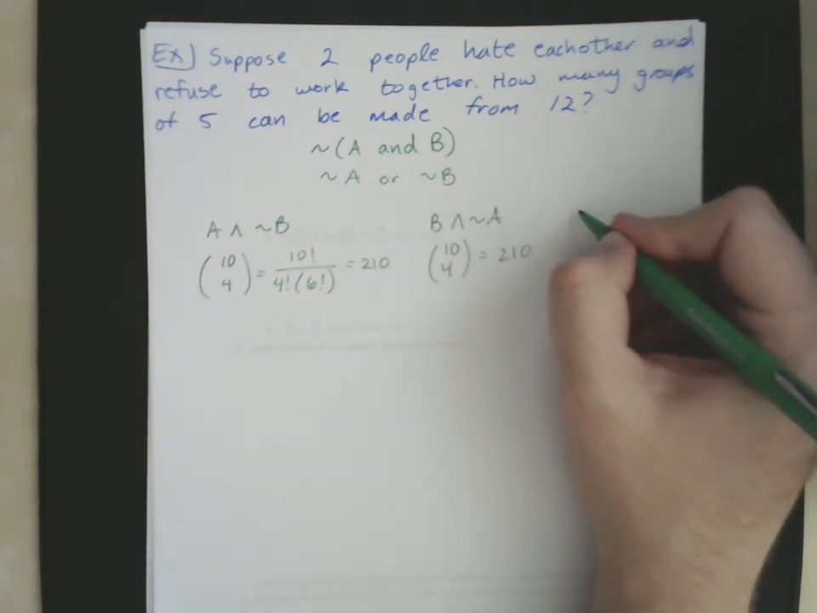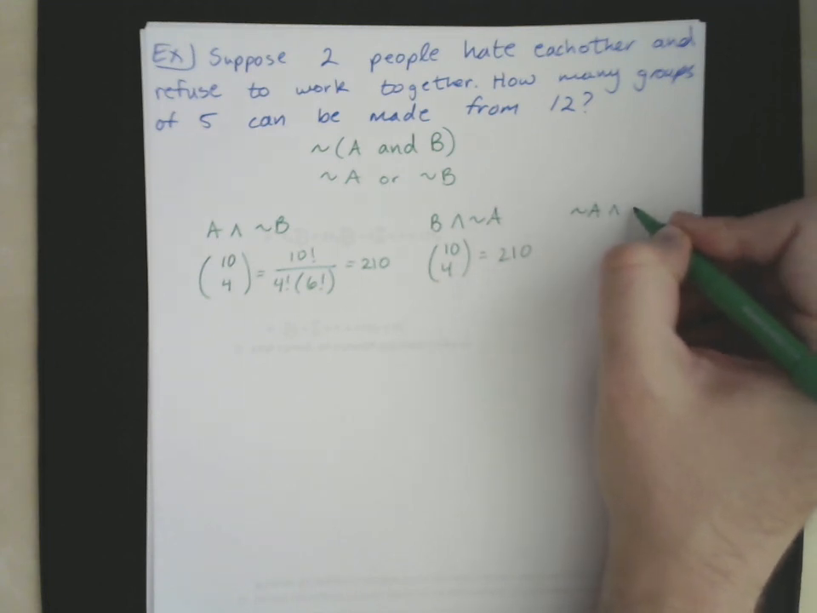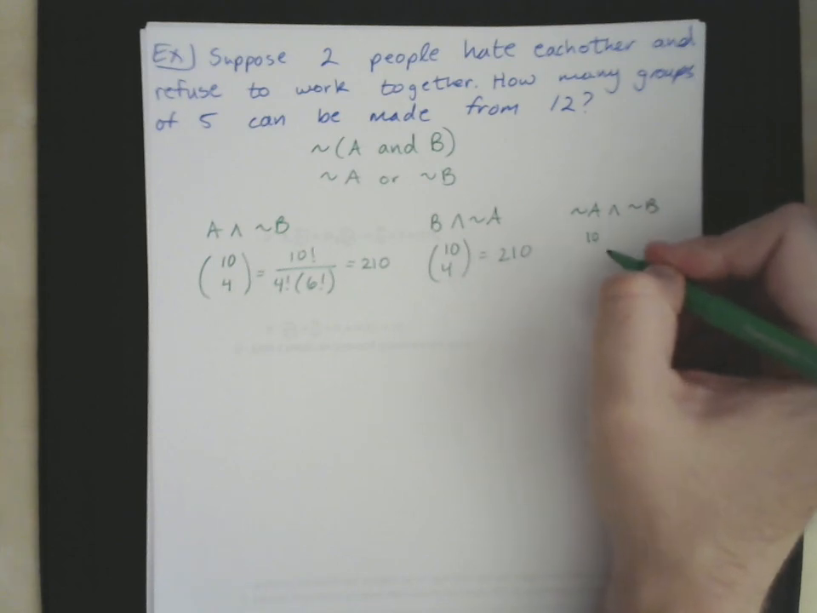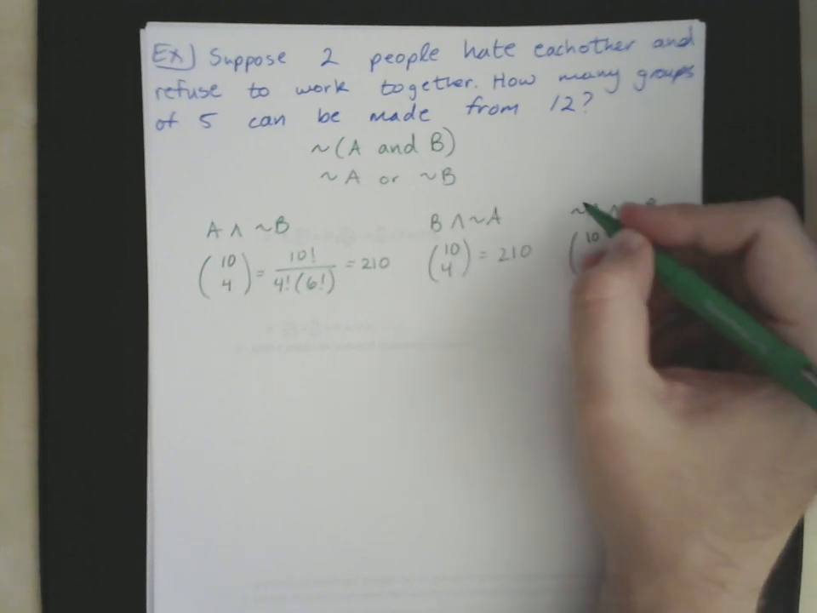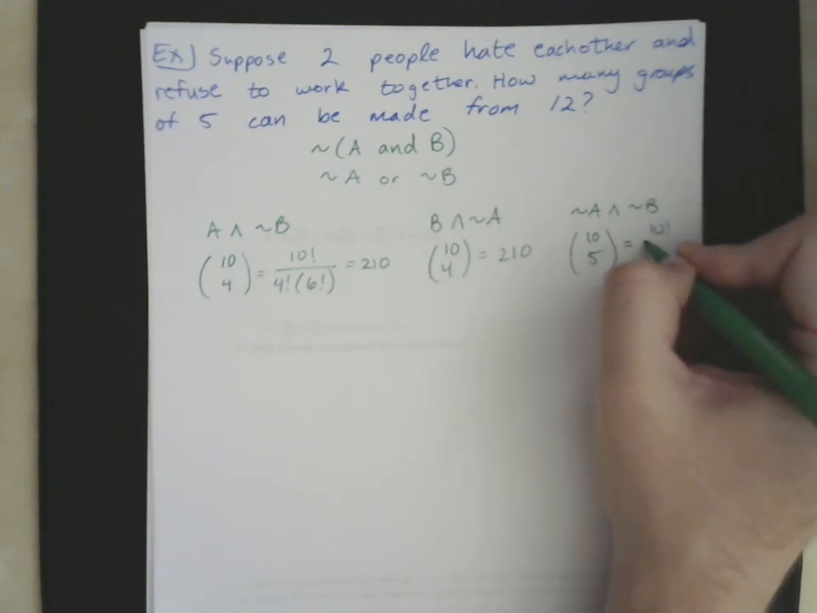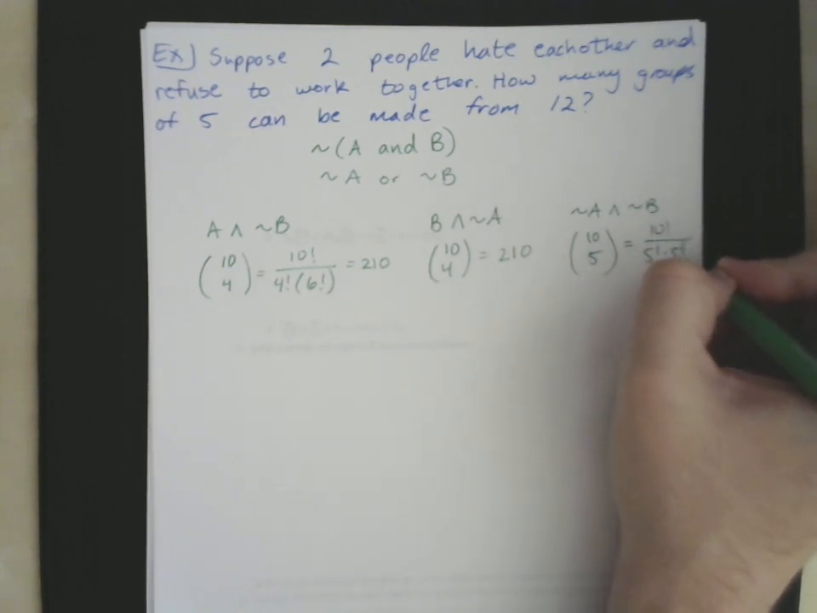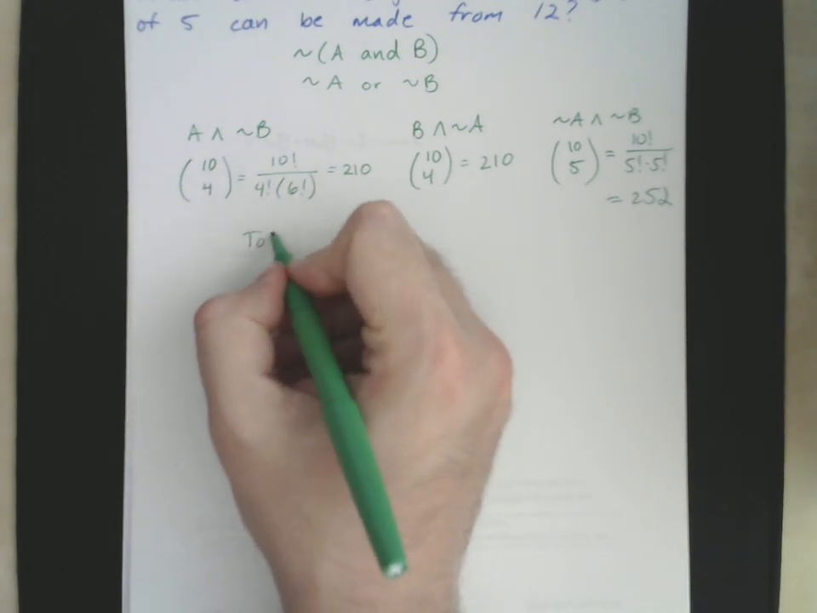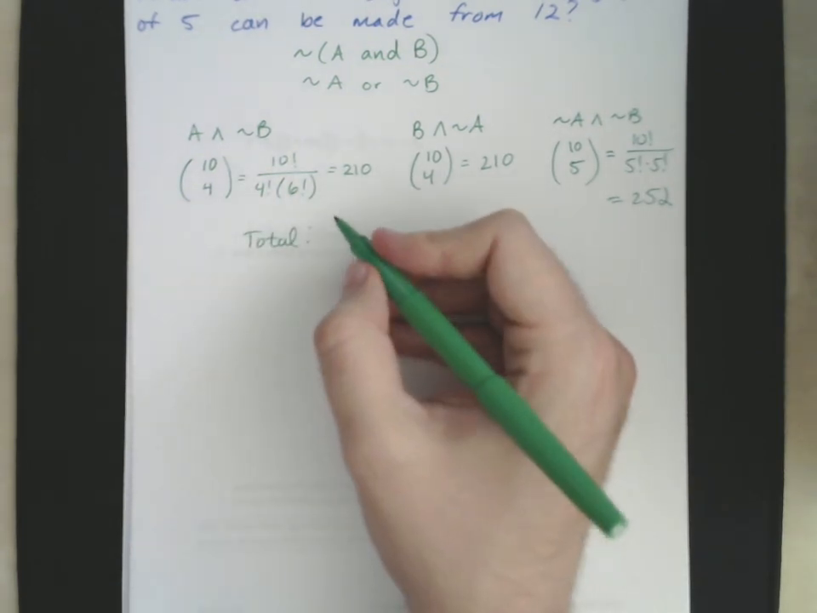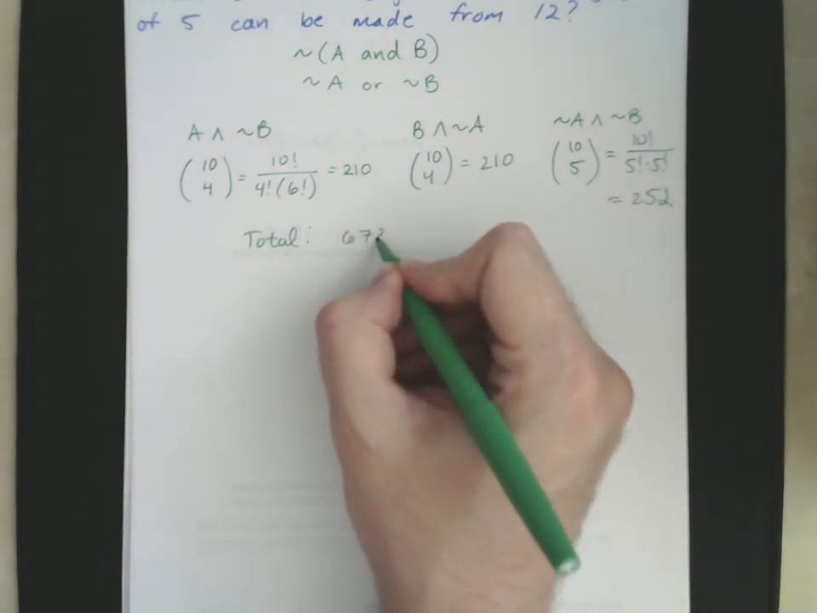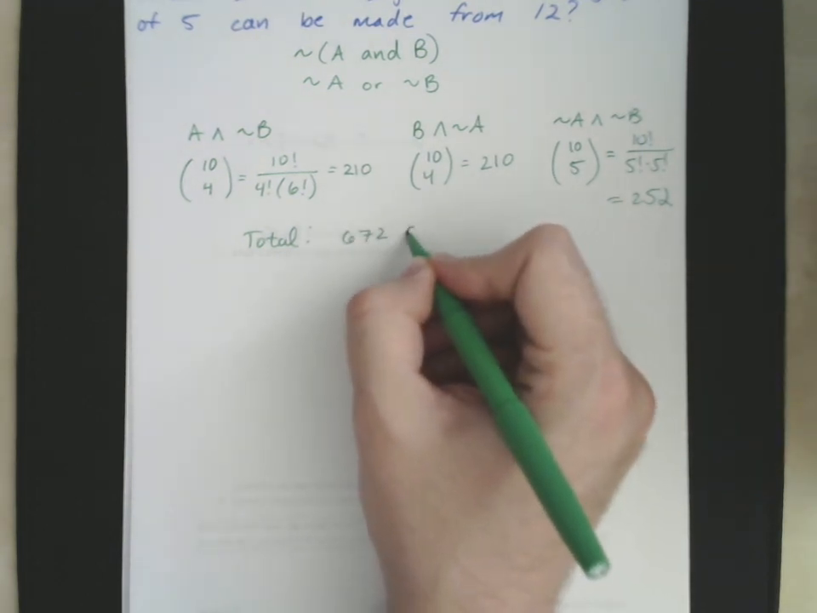And then we have not A and not B. And so this is only 10 choices because neither of them are in the group, but we still need 5 people. So 10 factorial over 5 factorial times 5 factorial, which we know from previously is 252. So our total becomes 210 plus 210 plus 252, or 672 choices.